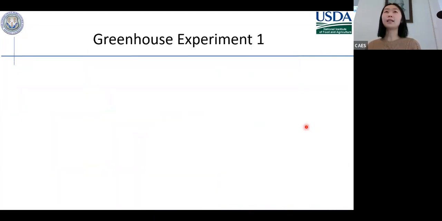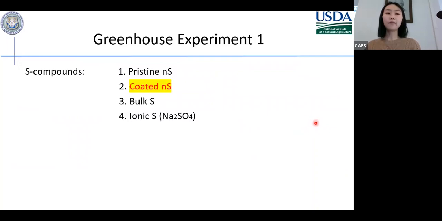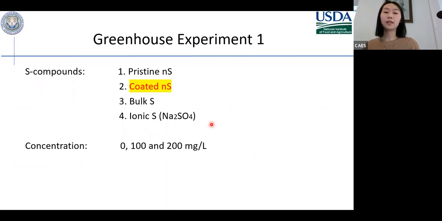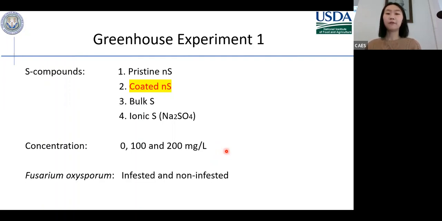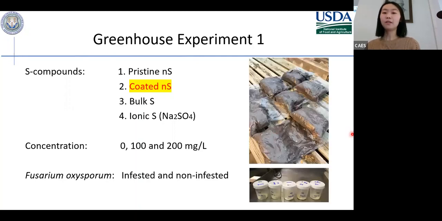Based on all this, we designed our greenhouse experiment. The materials that we used are pristine nanosulfur and surface-coated nanosulfur. To compare the size effect, we also include bulk sulfur and ionic sulfur. The concentrations we chose are 0, 100, and 200 milligrams per liter of soil, based on previous studies and literature. For the treatment, we have infested and non-infested plants. Here a picture shows how we prepared the material and the treated soil before starting the greenhouse studies.